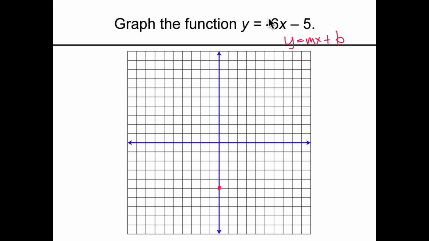In this case, the slope is negative 6. This means, starting at the y-intercept, for every 6 steps up, I move 1 to the left. 6 up and 1 to the left. And the reason that I move to the left is because the slope is negative. The line connecting these points is the graph of the equation.